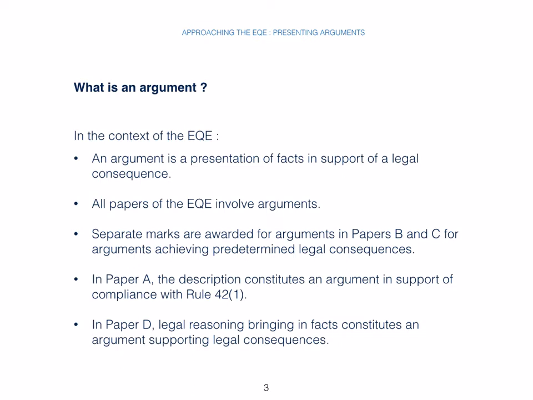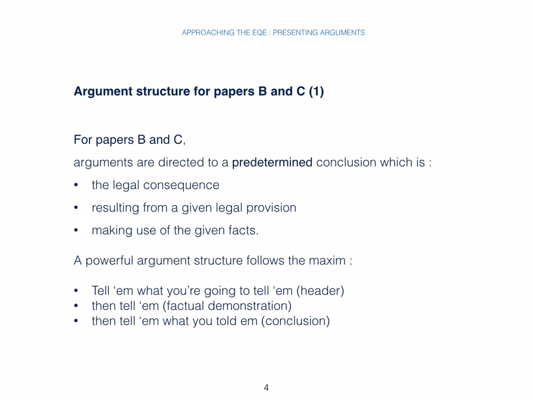I suggest that we start by considering the argument structure for papers B and C. For these papers B and C, the arguments are all directed to a predetermined conclusion, which is the legal consequence. For example, the legal consequence could be novelty in paper B, or it could be lack of novelty in paper C. The legal consequence results from a given legal provision making use of the given facts.